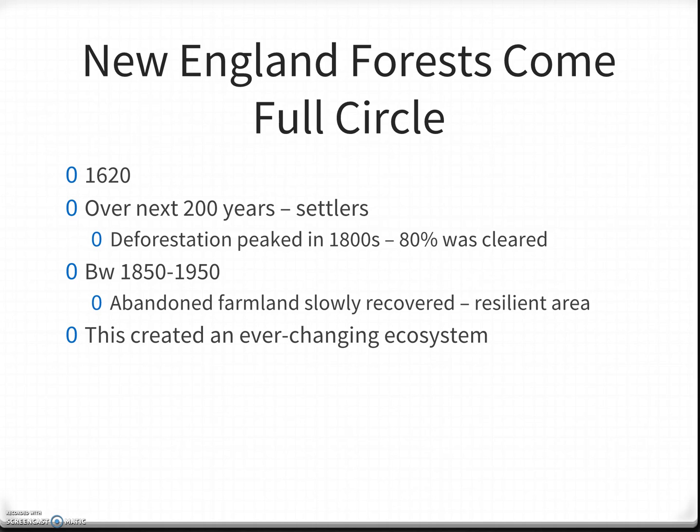The original species of trees were the sugar maple, the American beech, the white pine, the eastern hemlock. Over the next 200 years, settlers deforested that land for farmland, peaking around 1800, when about 80% of those original forests were gone. Between 1850 and 1950, it was realized that there was better farming in the Midwest, and so farms were moved to the Midwest and the farms in New England were abandoned.